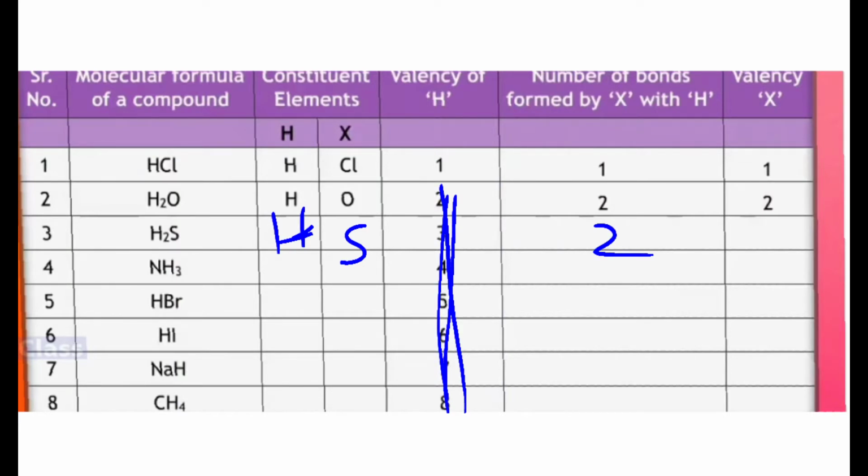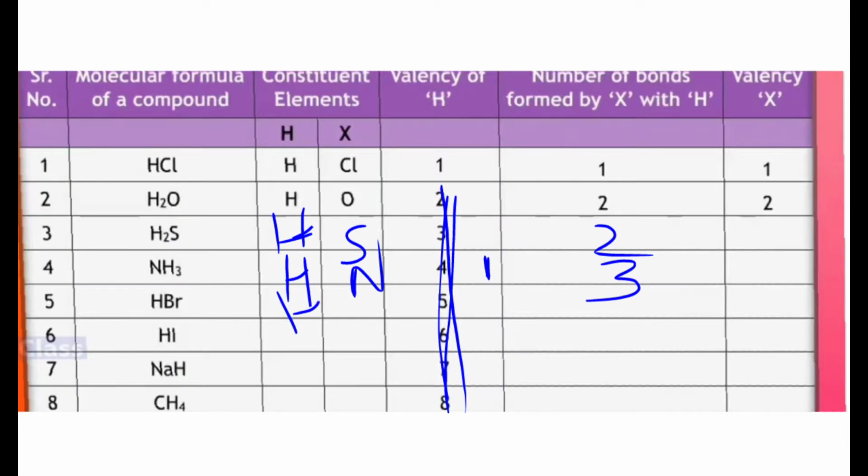The next is NH3. So we have H here and N is the X part, that is the other element. We know the valency of hydrogen is 1. Now with N, how many hydrogens are there? 3 hydrogens, H, H, H. How many bonds are made? 3 bonds are made. So the number of bonds is 3, so the valency is 3.